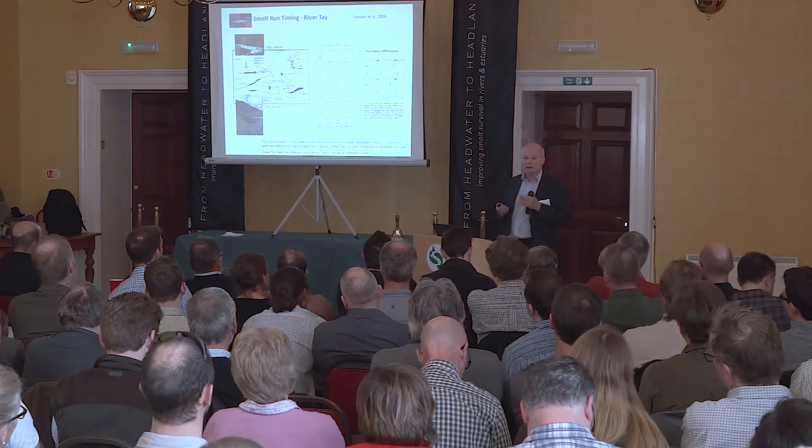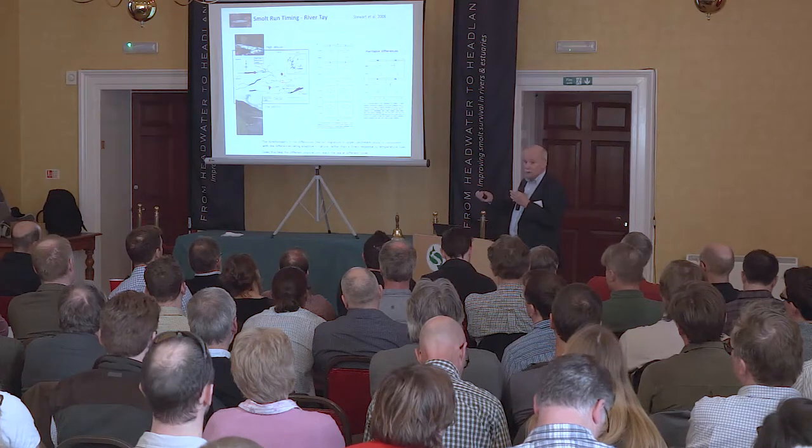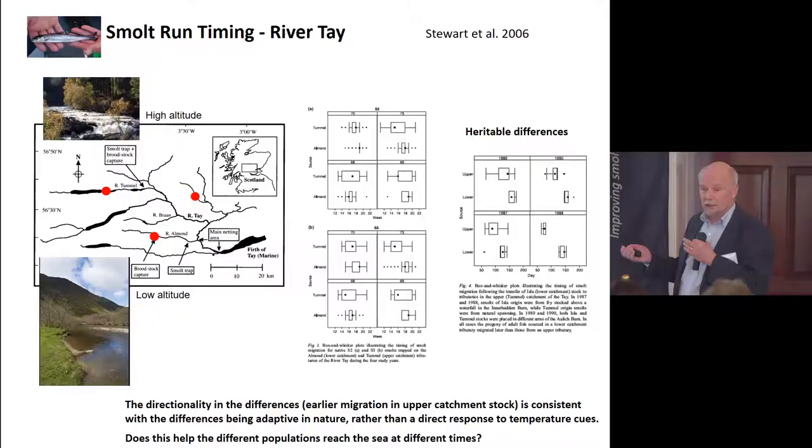So what we have here is what's called a genotype-environment interaction. And when you get that, it's very clear evidence that you have adaptive differentiation. It demonstrates you've got different populations. It also demonstrates that they're functionally different.